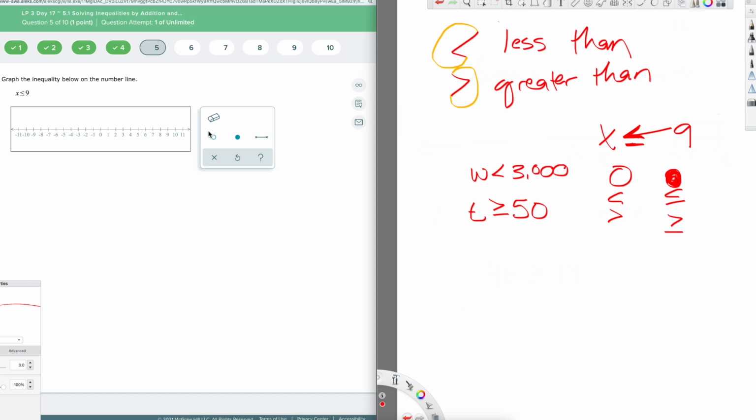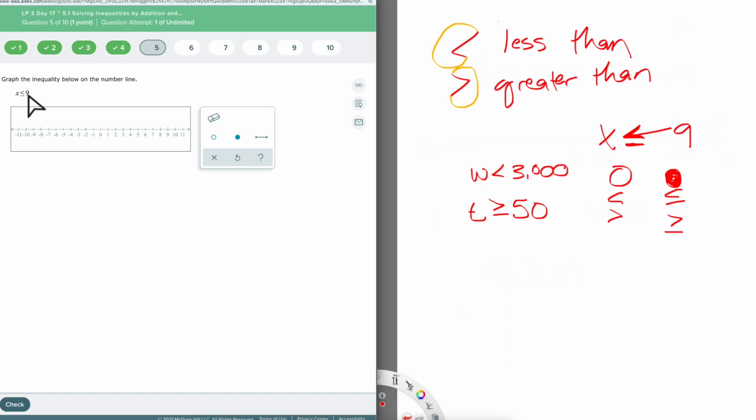So on this one, we're going to click the dot we want. Since it's equal to, I'm going to click a solid dot. And then you can see the finger tool pops up there with the dot. I just need to go to the 9 and place my dot. Now I need to make sure that I click the line tool here, and it's going to either snap to one side or the other, so it's pointing in the correct direction. I'm going to go in the direction that my inequality sign is pointing.